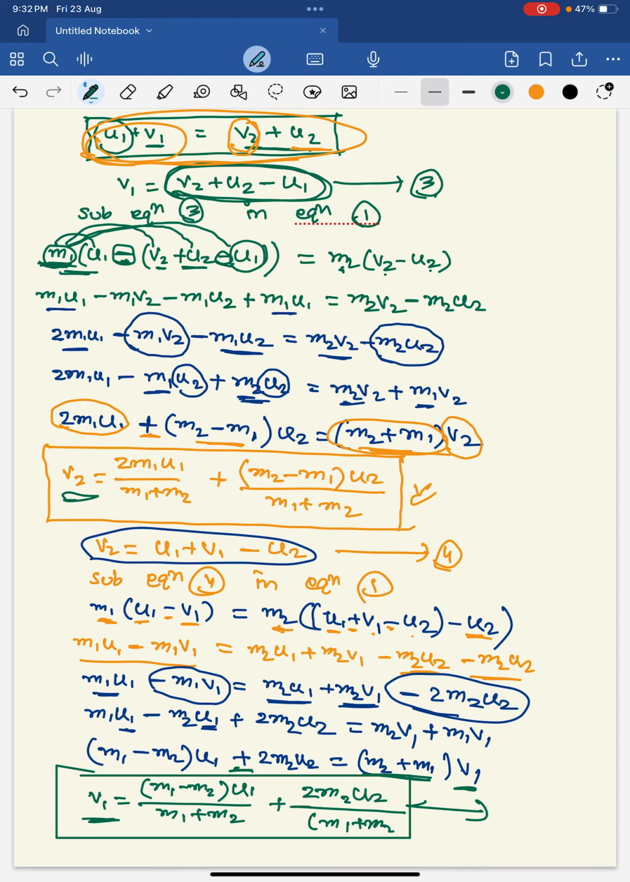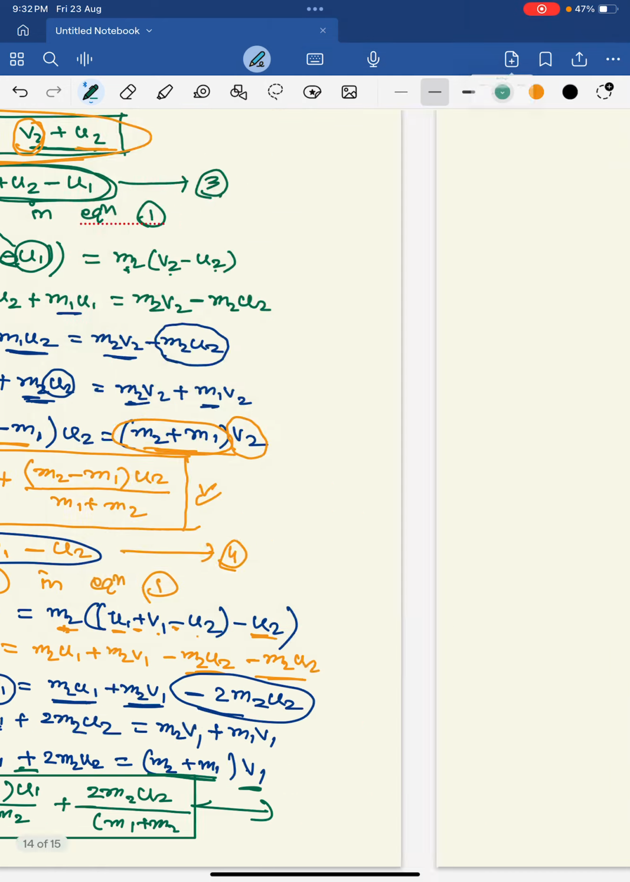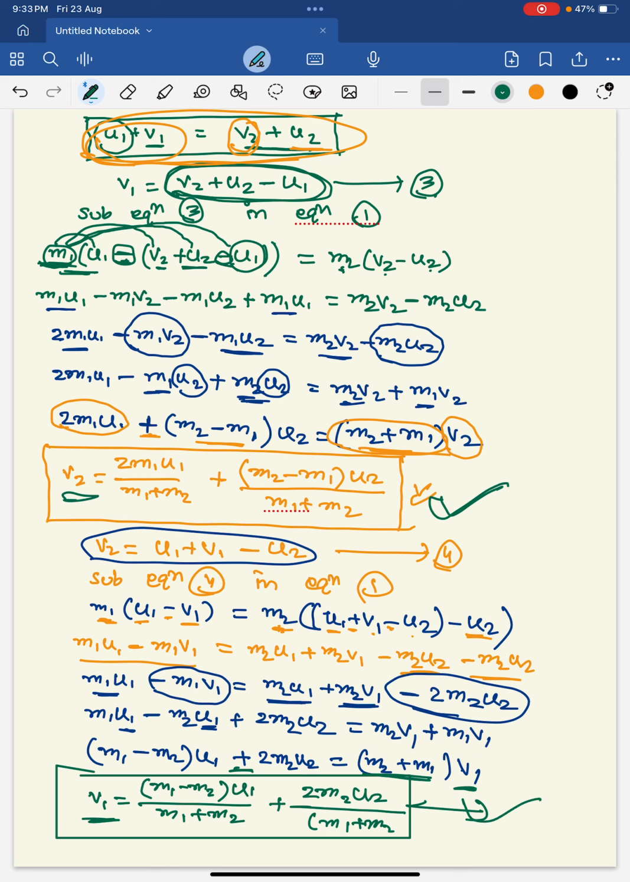So I'm going to the next slide. Let's see the special case. Here the special case is very simple. Suppose the mass of the first body is equal to the mass of the second body, which I am assuming as m. That means m1 is equal to m2 is equal to m. So this expression I am going to substitute in this equation and in this equation. Then what will happen? Let's see.